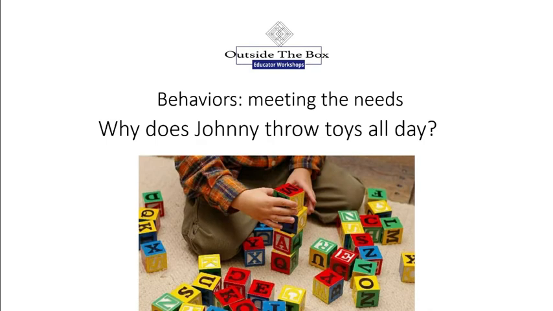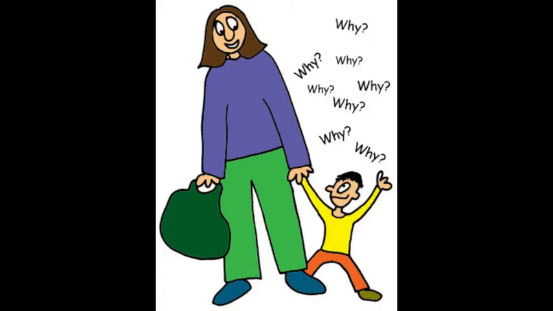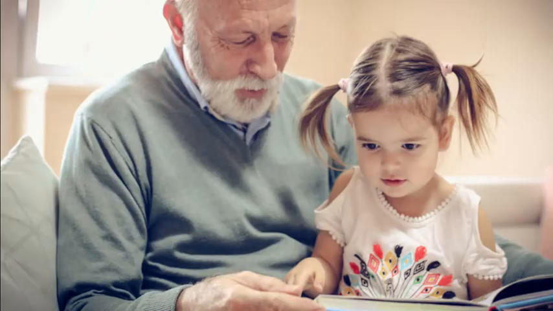So let's talk about why is Johnny throwing toys all day? Because Johnny is a toddler and he is at the cause and effect stage of his development. He's exploring how things work. He wants to see what happens to the object when it hits the ground. He might be examining how it flies through the air, and he's learning through trial and error. This is how we all learn throughout our lifetime, and it starts in the early years.